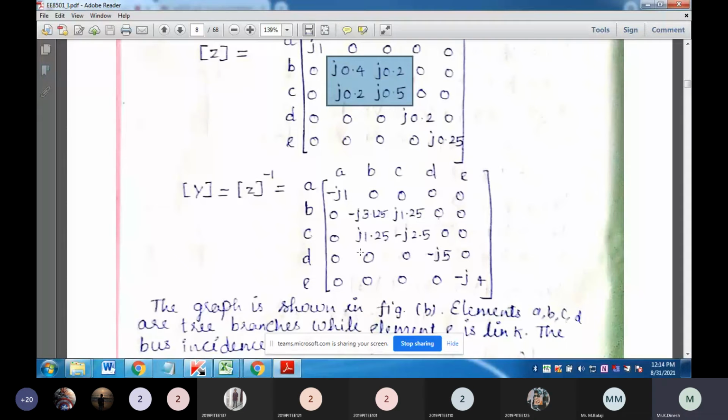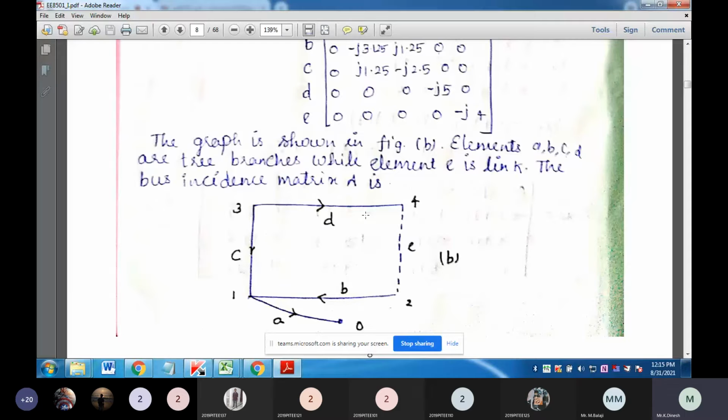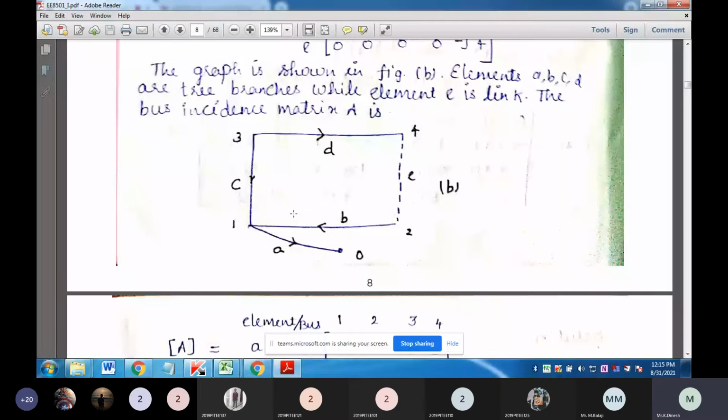So next one, the oriented graph. So 1 வந்து downwards because ground. 1 to B I have my reverse direction, and 1 to 3 reverse direction, 3 to 4 forward direction, and 2 to 4. So I have to find out the incidence matrix.